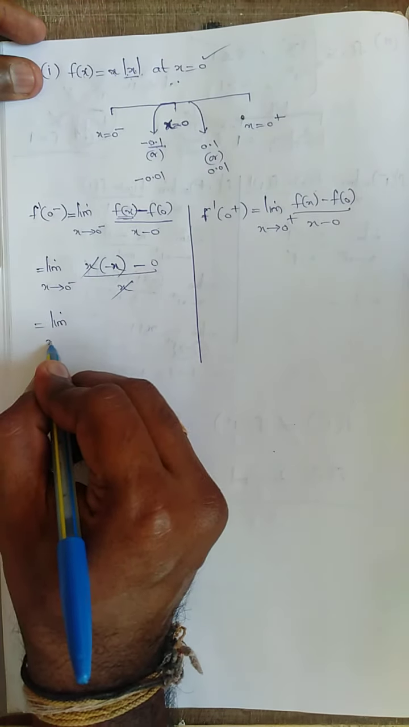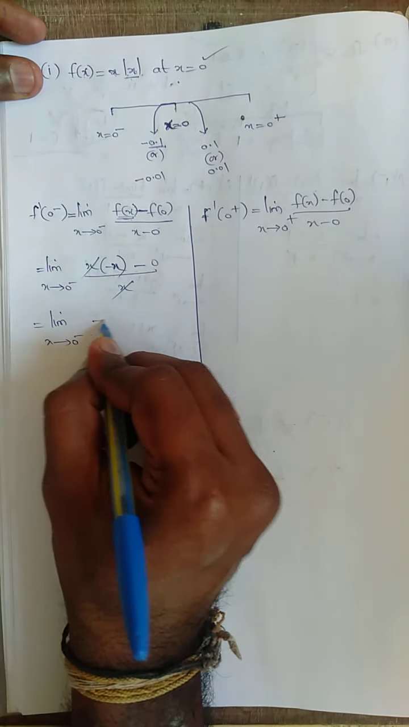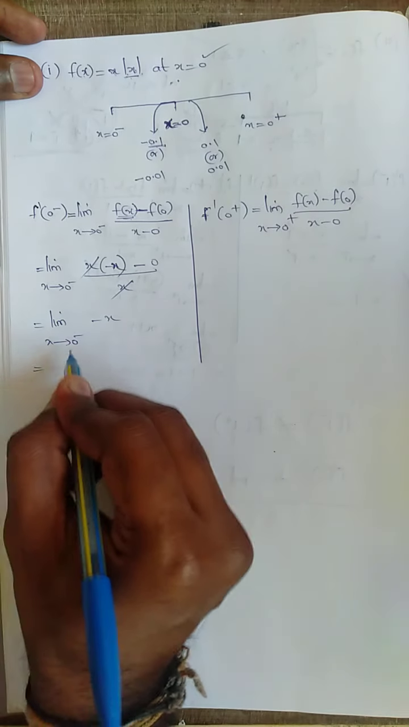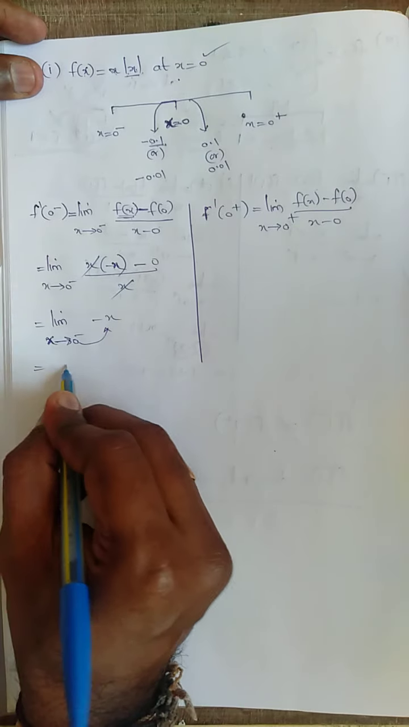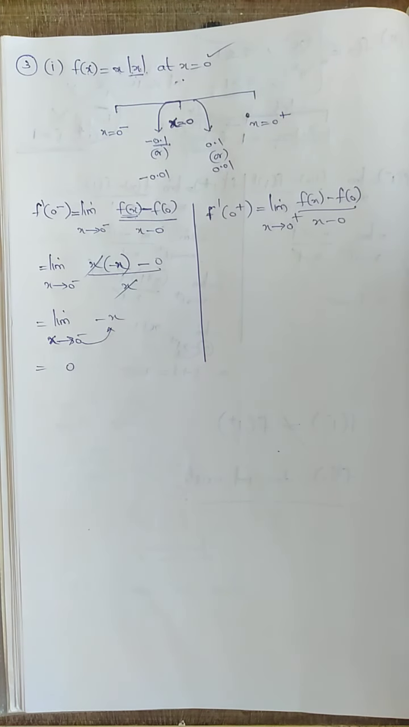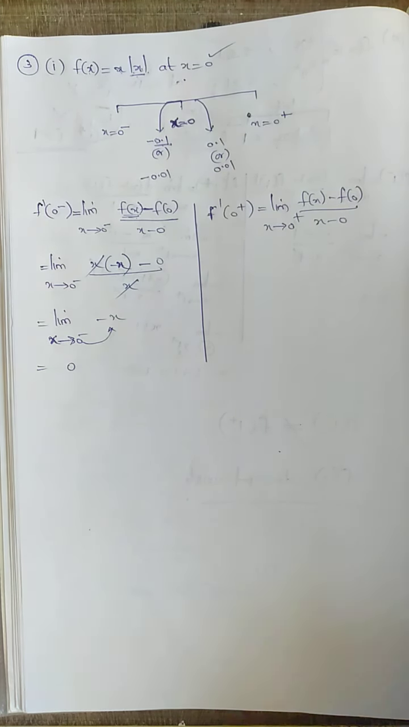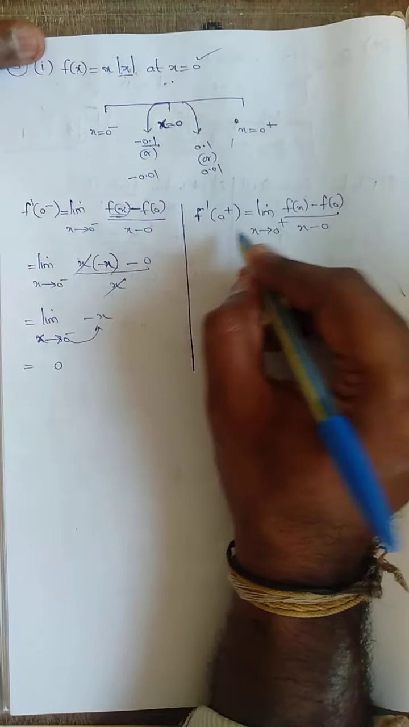Therefore, limit x tends to 0 minus of x. Listen very carefully, in place of x, apply the value 0. So the answer is going to be 0. Left hand is over. Next, right hand.